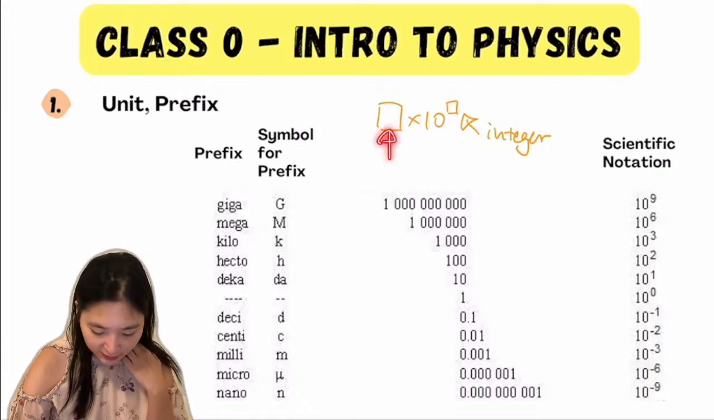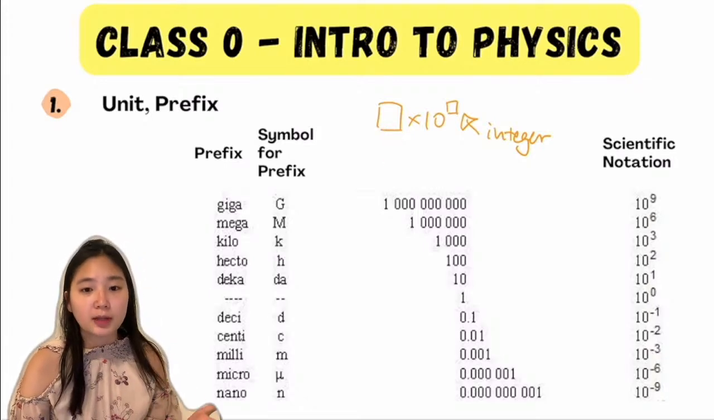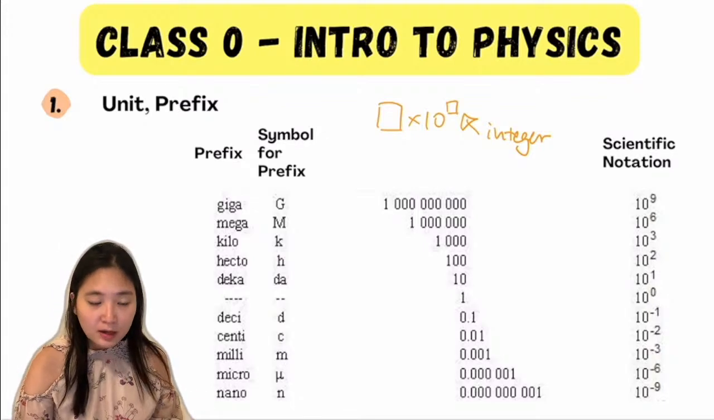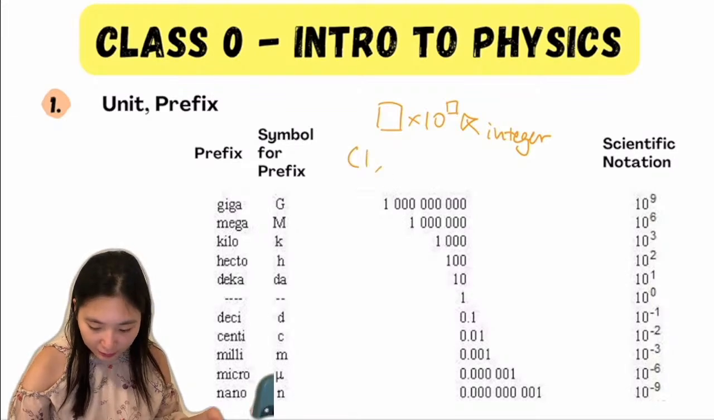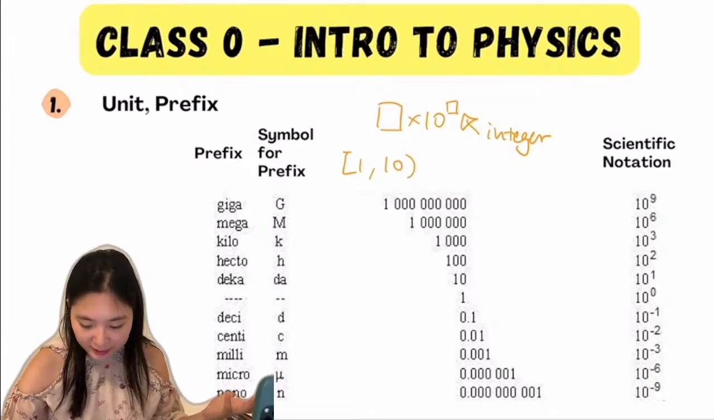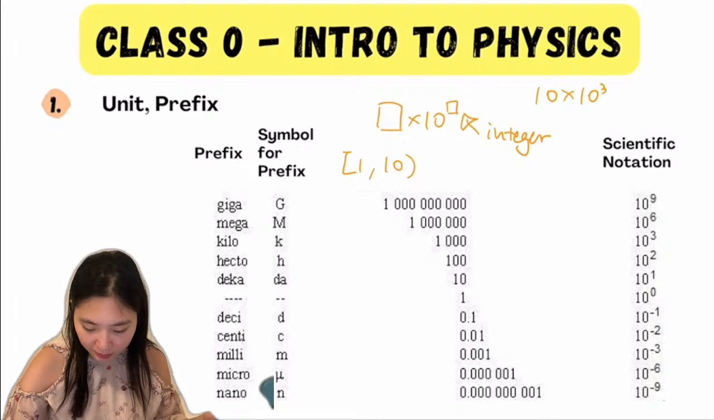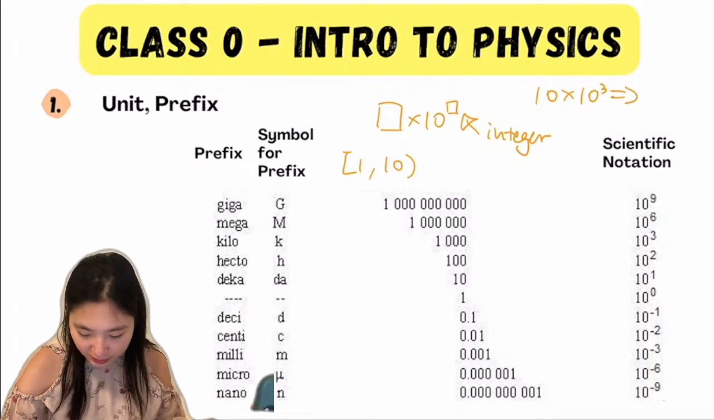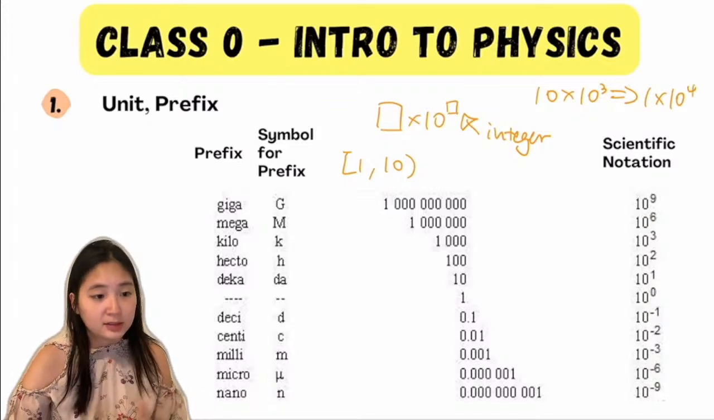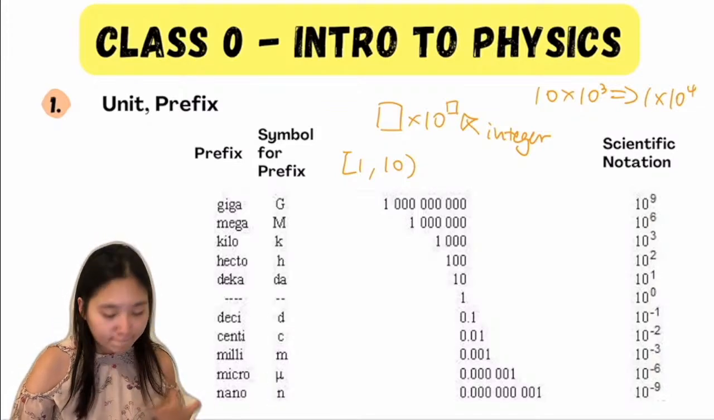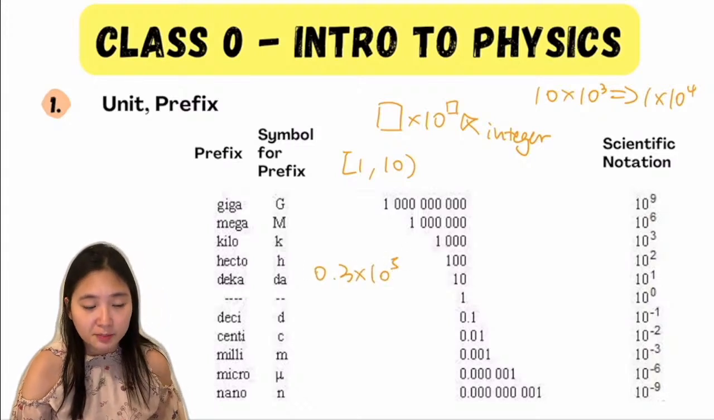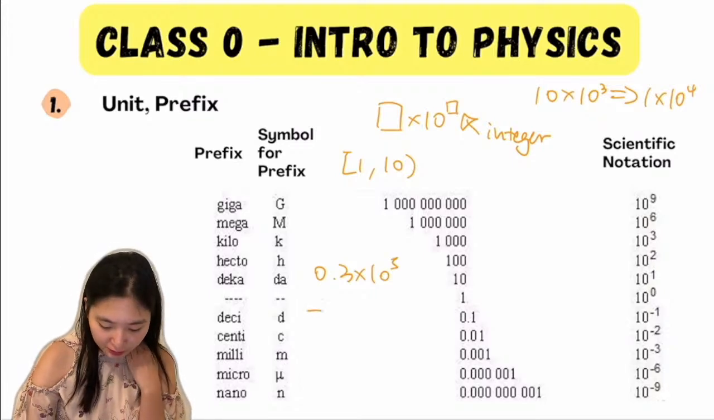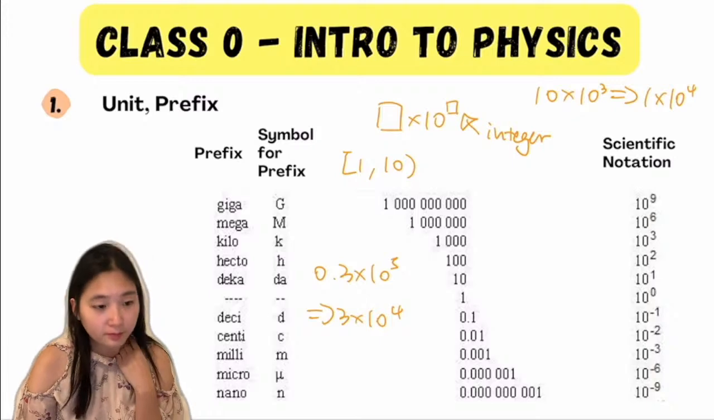And then as for the number that is multiplied by the exponent of 10, it should be a number that is greater than or equal to 1, but less than 10. So you cannot write something as 10 times 10 to the power of 3. This is not a correct way. That should be written as 1 times 10 to the power of 4. This is the right way to write it in scientific notation. Or 0.3 times 10 to the 5. This is also not correct because 0.3 is less than 1. So we should rewrite it as 3 times 10 to the 4.